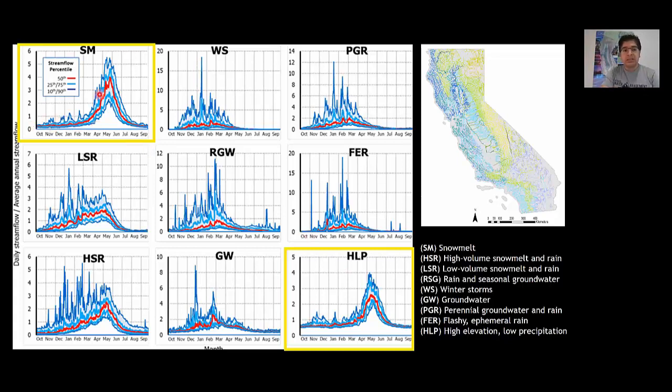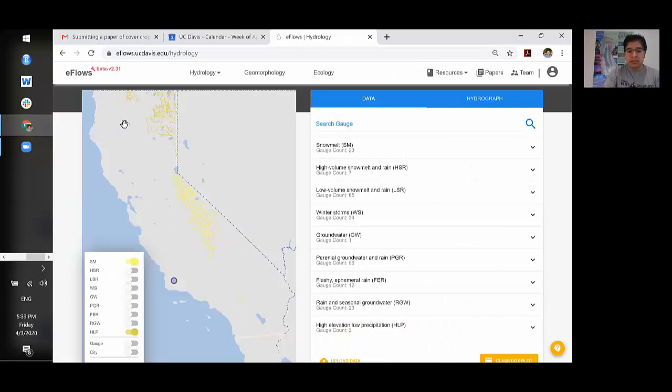This is the flow rate. These values are the median, the 50th percentile, the 75th, the 90th, the 25th, and the 10th percentile. This variation tells you how much it changed throughout the years. In this direction you see how flows change throughout the seasons, and in this one how they change throughout the years.